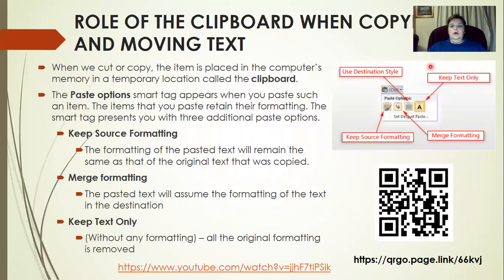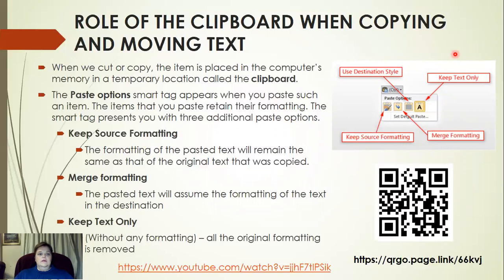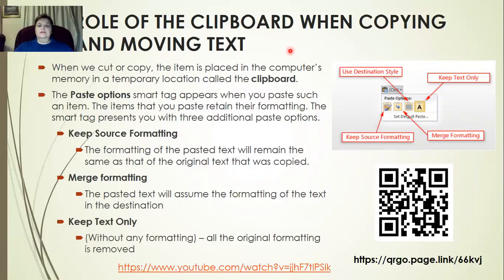The role of the clipboard when copying and moving text. When we cut or copy, the item is placed in the computer's memory, in its RAM, in a temporary location that we call the clipboard. The paste options smart tag appears when you paste such an item. The items that you paste retain their formatting. Say I had some formatting attached to it, so it was bold and maybe in a font of Comic Sans in yellow. With this paste option, it is going to keep the formatting exactly the way it was in the original document, with the colors and the fonts, and paste it in the new document.